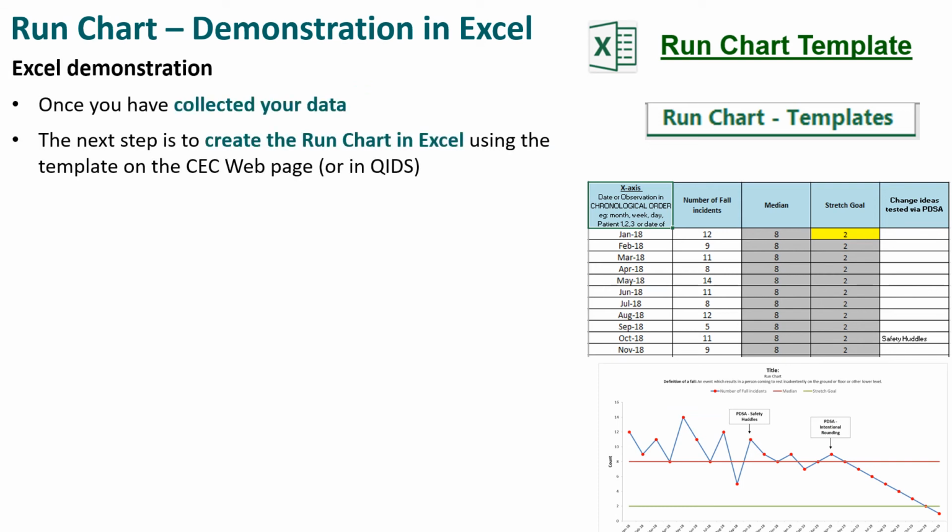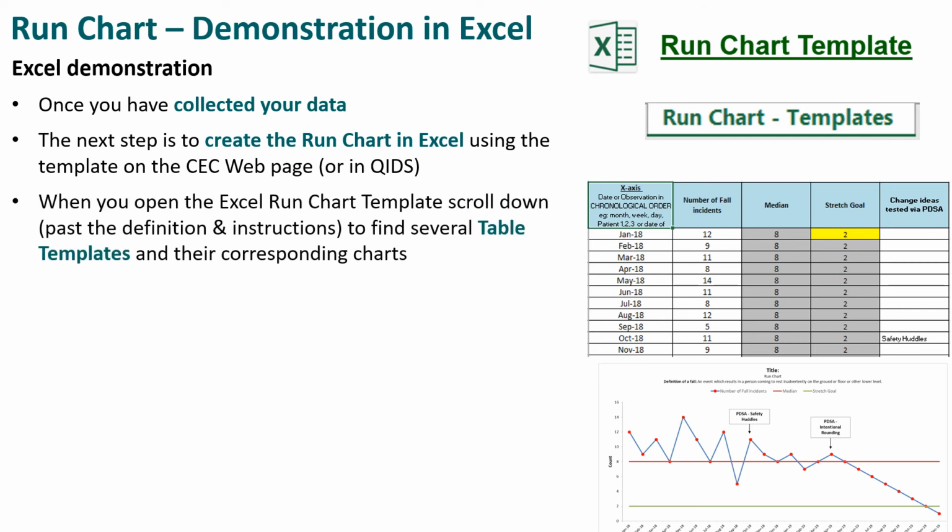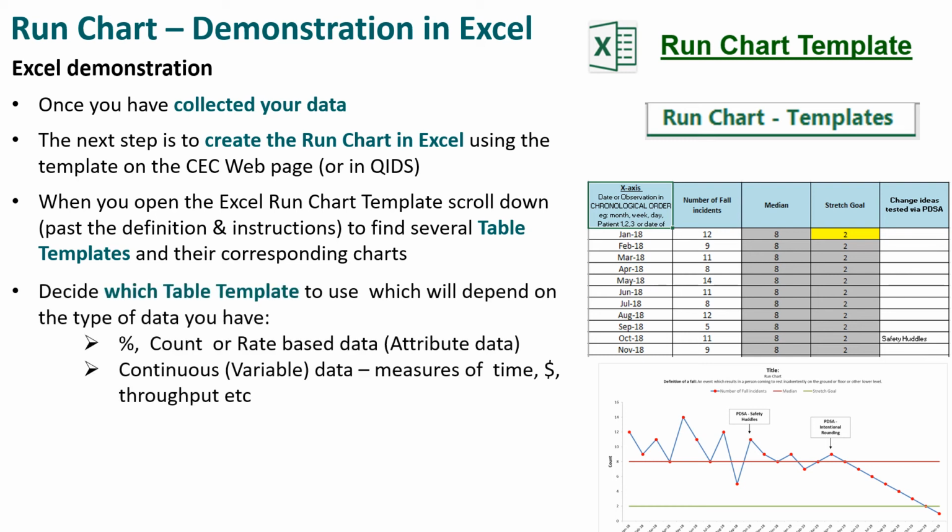When you have some data, the next step is to create a run chart in Excel, and you can either use the templates on the CEC website or in the QIDS system. When you open up the Excel run chart template, you scroll down past the definition and instructions, and what you'll find are several table templates and their corresponding charts. You need to decide which table template to use, which will depend on the type of data you have. So if you've got percentage data, count data, or rate-based data, there are particular tables to use. Or you've got continuous or variable data, such as a measure of time in hours or minutes or weeks, or money or throughput. There are other templates there to use.